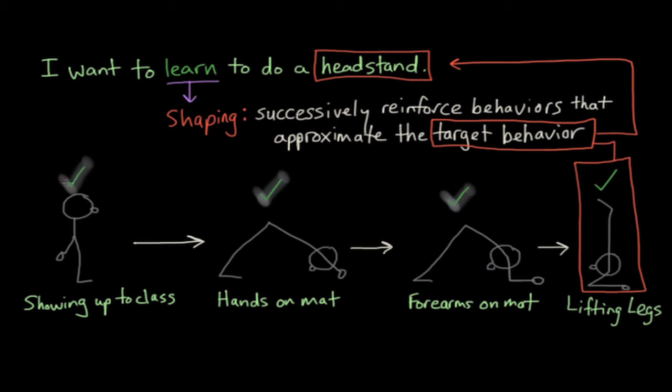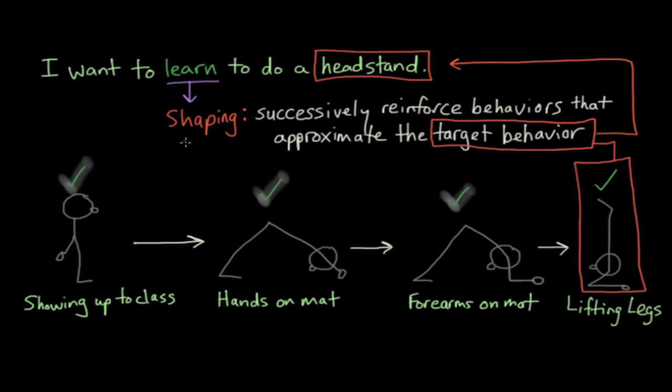Now, I've been putting green check marks here to represent reinforcement. And reinforcement can be a physical object like money or prizes, but it can also be something that's intangible, like praise, for instance. Hearing the yoga instructor say, great job, or you're doing a good job, keep it up. Praise is also a reinforcer. But I drew this out because I want to represent the process of shaping. Shaping isn't just performing the behavior. It's gradually reinforcing behaviors that lead up to or approximate the target behavior.